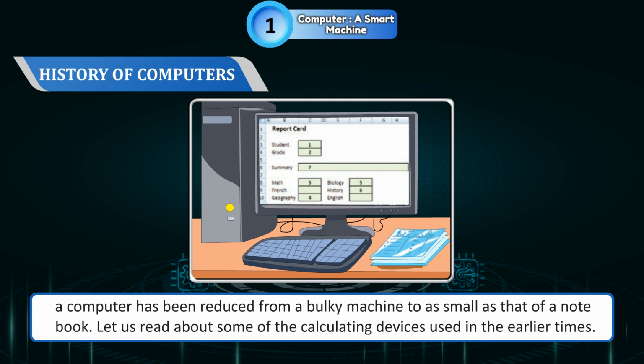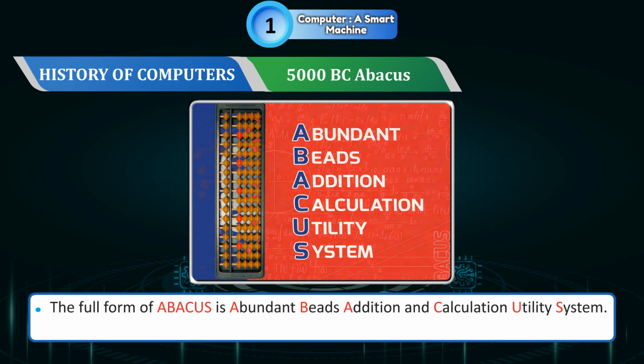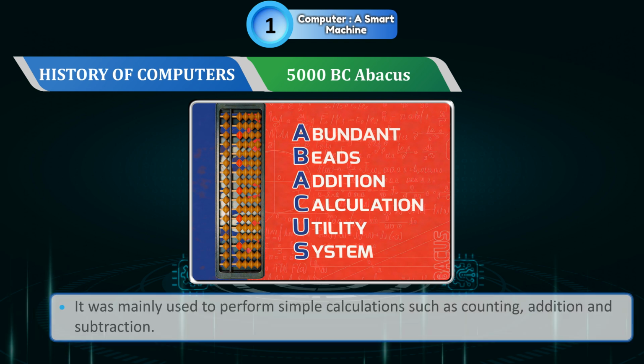Let us read about some of the calculating devices used in the earlier times. 5000 BC, abacus. The full form of ABACUS is Abundant Beads Addition and Calculation Utility System. It was most likely invented in Babylon, now Iraq, over 5,000 years ago, but its use was perfected by Chinese.